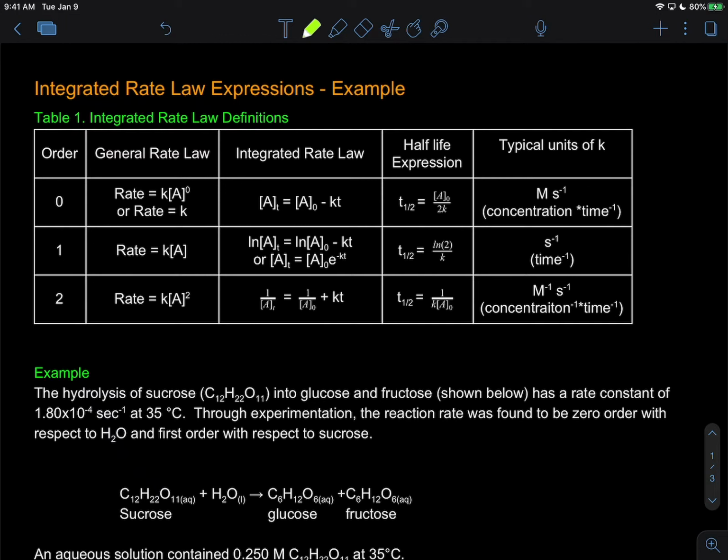So we've already had an introduction looking at integrated rate law expressions. And now what we want to do is look at some examples of this. We're going to go ahead and work through some examples of looking at integrated rate law expressions and how they relate to general rate law expressions.